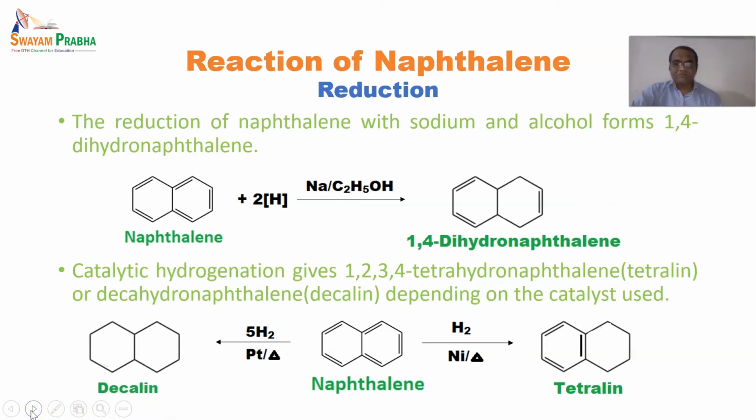So from this we can understand that by using different conditions, we get different types of reduced structures after reduction.